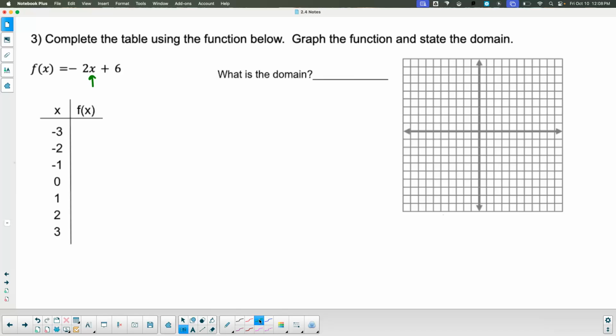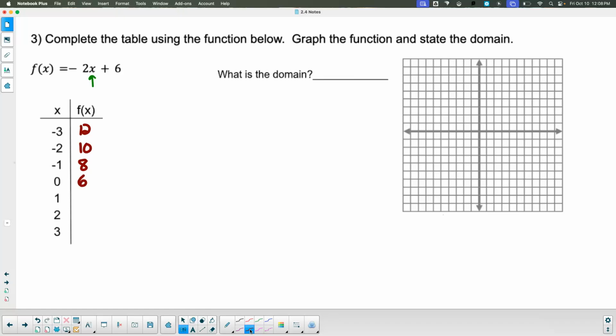So negative 2 times negative 3 is positive 6. Positive 6 plus 6 is positive 12. Negative 2 times negative 2 is positive 4, plus 6 is positive 10. Negative 1 times negative 2 is positive 2, plus 6 is 8. Negative 2 times 0 is 0, plus 6 is 6.